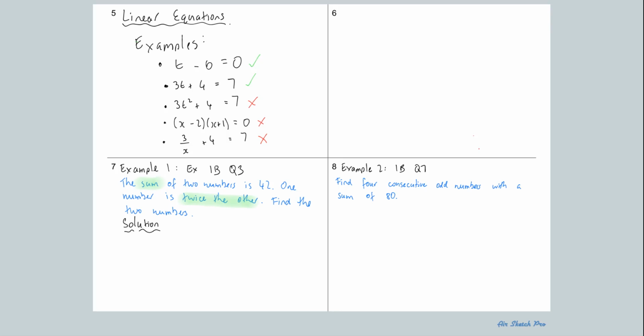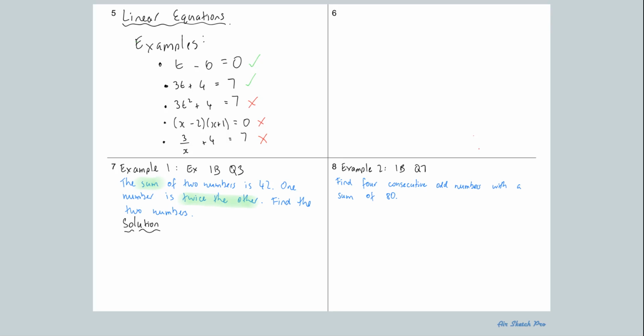So we're on slide 7 now. This is from the textbook, exercise 1B, question 3. The sum of two numbers is 42. One number is twice the other. Find the two numbers. You don't have to formally set it up like I'm about to, but I tend to do that because it helps make my thinking clear.